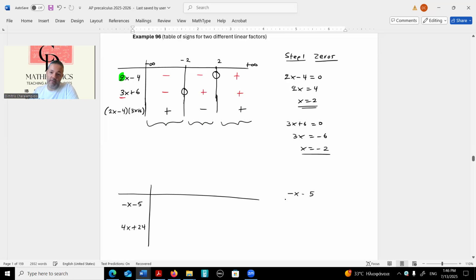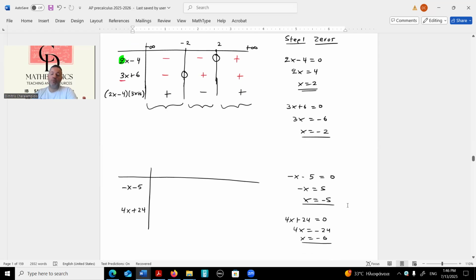Minus x minus 5 equals 0. So negative x is 5. So x is negative 5. That's 1, 0. 4x plus 24 is 0. 4x equals negative 24. X equals negative 6. And that's the second zero. So we have the zeros of negative 6 and negative 5.